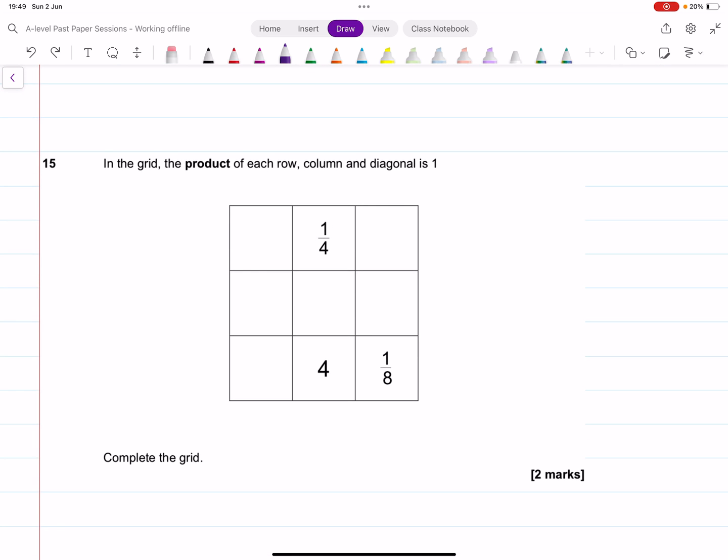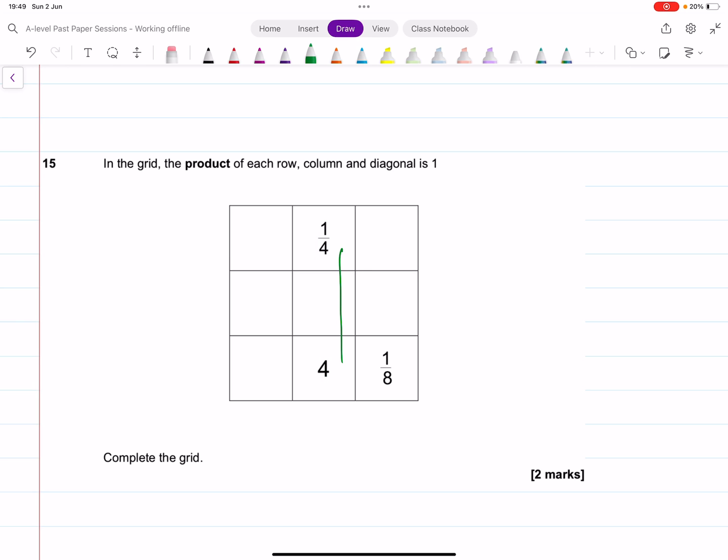Now, this is a relatively unusual question. It's like solving a puzzle, it seems. In the grid, the product of each row, column, and diagonal is 1. Okay, so each row, each column, and diagonal, the product of those numbers is 1. We need to complete this grid. Okay, so we have the most amount of information in this column and in this row. Let's complete these first. So in this row, the product has to be 1, right?